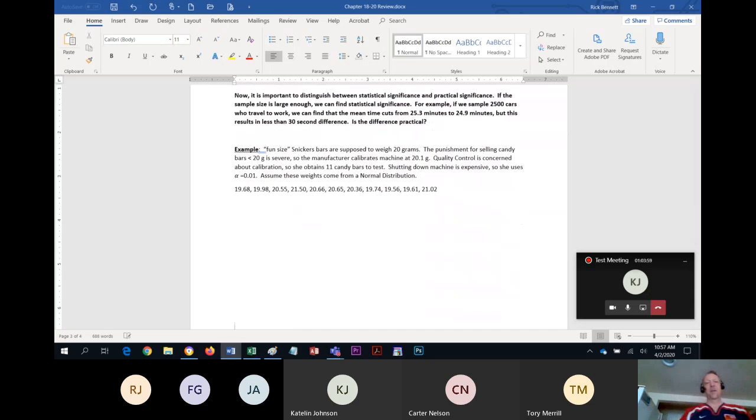Okay. So fun size Snicker bar, and we're going to have to move a little bit faster because we've only got 20 minutes left. Fun size Snicker bars are supposed to weigh 20 grams. The punishment for selling candy bars less than 20 grams is severe, so the manufacturer calibrates the machine at 20.1 grams. Well, that's interesting. Quality control is concerned about calibration, so she obtains 11 bars to test. Shutting down the machine is expensive, so she uses an alpha equal 0.01. Assume the weights come from a normal distribution.